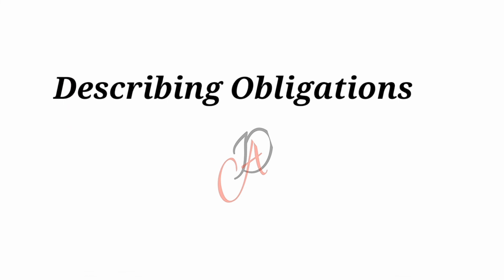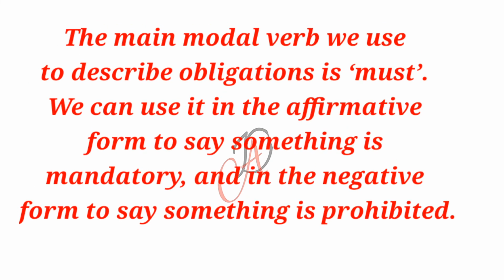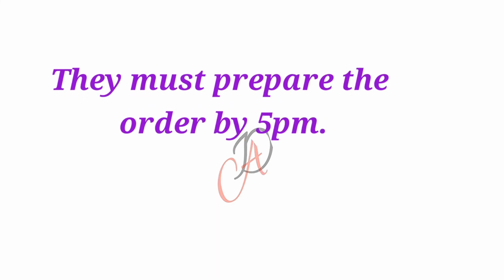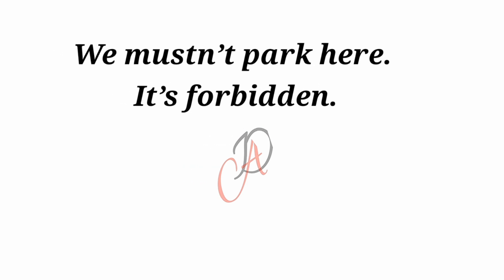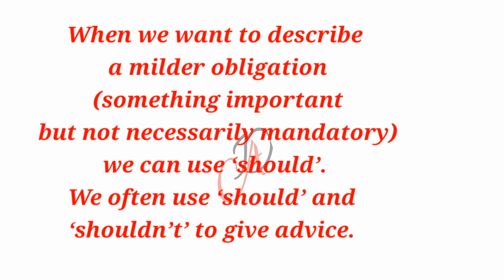And the next usage of modal verbs is describing obligations. The main modal verb we use to describe obligation is must. We can use it in the affirmative form to say something is mandatory, and in the negative form to say something is prohibited. For example, they must prepare the order by 5 p.m. The next example, we mustn't park here, it's forbidden. An important note, guys: when we want to describe a milder obligation, that is something important but not necessarily mandatory, we can use should instead of must.